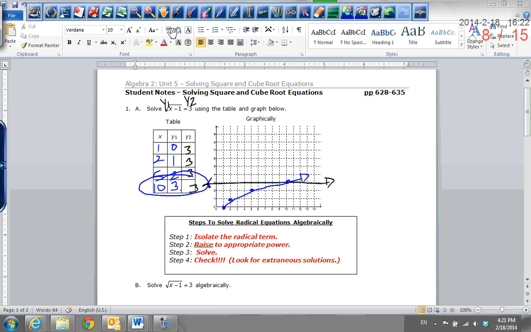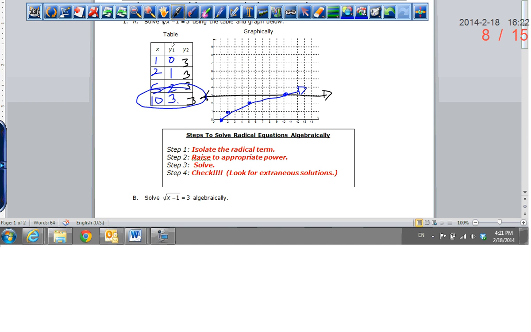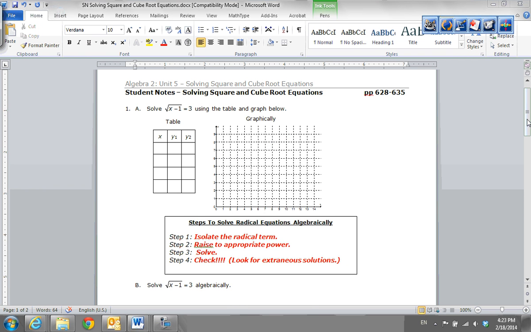Now, solving algebraically, we've got these 4 steps here, and really we're going to spend a lot of time doing this tomorrow, but it's still important. So solving this algebraically, got to isolate the radical, did that, raise the appropriate power, so we're going to square both sides. So we get x minus 1 equals 9. Solve for x, this is algebra 1, really easy, x equals 10. Look at there, 10. Coincidence? I think not. So that's really what we're going to be doing a lot of.